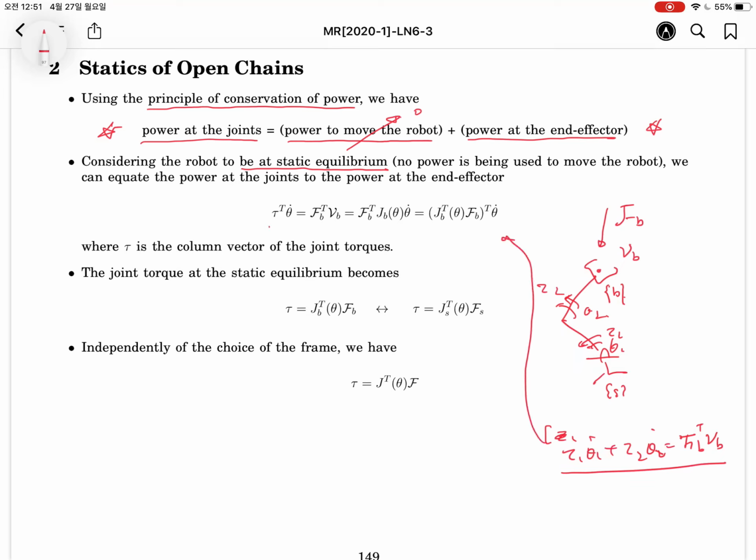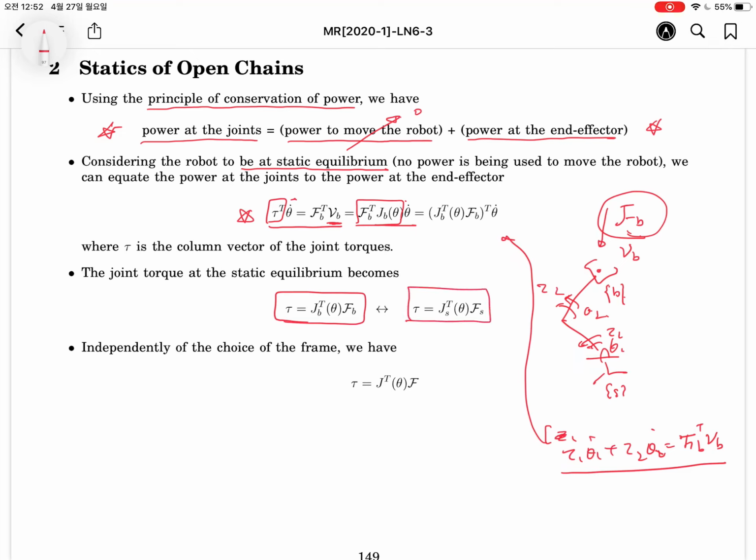It can be written using the matrix-vector form. So we have this equation. You should memorize this equation, which is obtained from the steady equilibrium, no movement of the robot. The body twist can be replaced with the Jacobian relationship in terms of theta dot, and both sides have theta dot, so the remaining parts should be equal to each other. So we have this equation. Joint torque at the steady equilibrium is obtained from the external wrench using the Jacobian transpose.